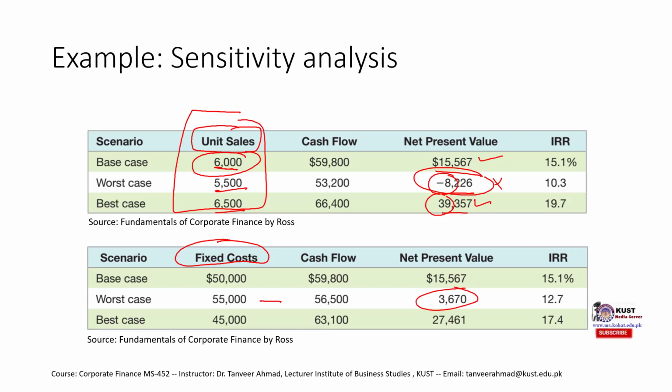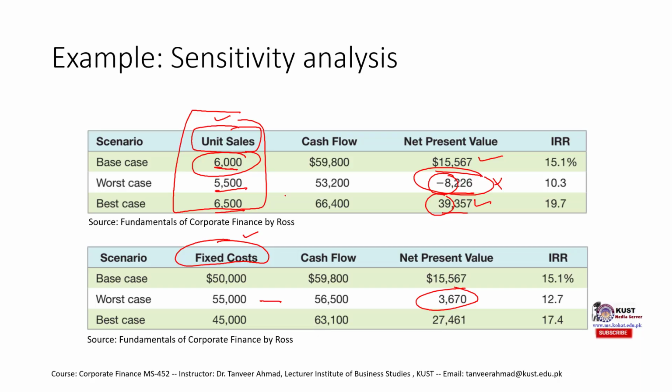So the difference is almost 50,000, right? So the higher the difference between the lower and the higher range, the higher would be the forecasting error, the higher would be the sensitivity. So in this case, the forecasting risk would be higher with respect to sales, but the forecasting risk with respect to fixed cost would be lower.